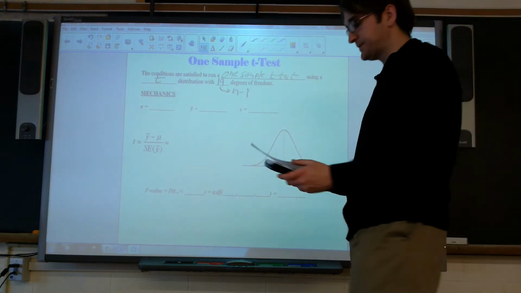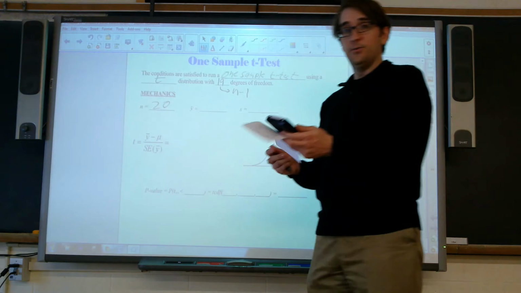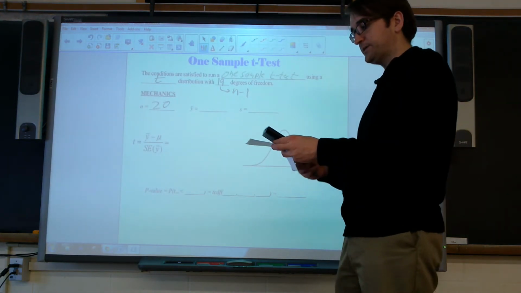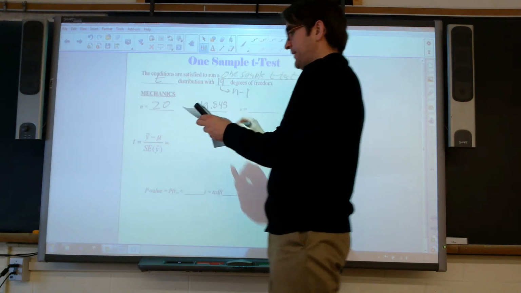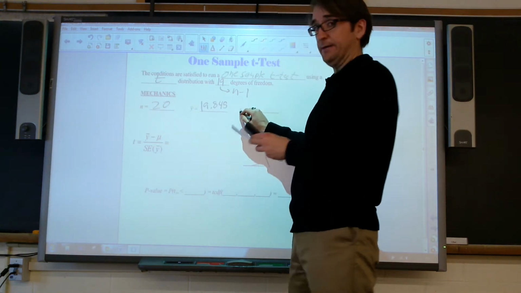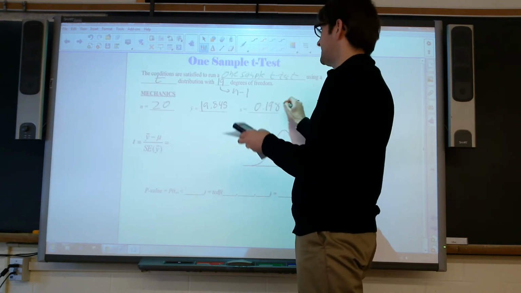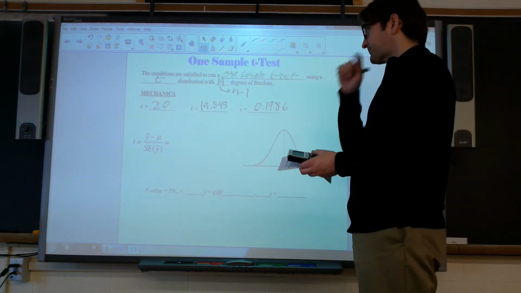All right, for the mechanics phase, going with our way to test hypotheses, we write the statistics using the proper notation. We know that there are 20 pours. We have the data in the calculator, so doing the 1-Var Stats for that list gives me an average of 19.845 and a standard deviation, sample standard deviation, keep in mind, of 0.1986. Use the sample standard deviation.